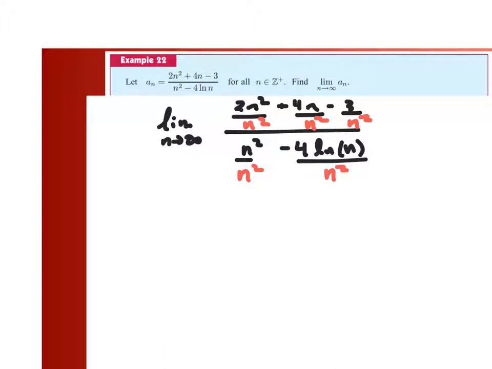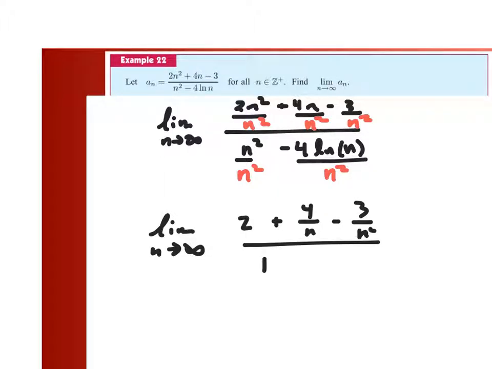Okay, so let's see what we get. Limit as n goes to infinity. You're probably looking at the bottom right there, looking at the 4 natural log of n and going, what the heck? And you're right, it's fine, we'll get there. I'd get 2, reducing there, plus 4 over n, minus 3 over n squared. I'd get 1 in the denominator minus this thing, this question mark. Because as n goes to infinity, that's for sure going to 0. That's going to 0. So I want to say I'm going to get 2, but I'm not sure.